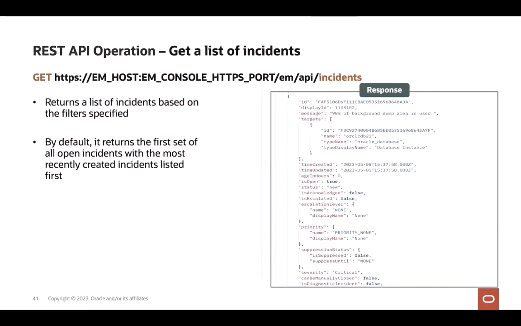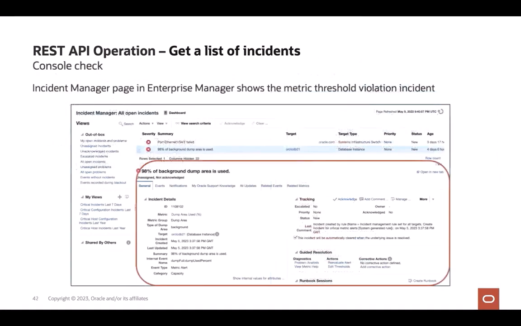Here, you can see the incident message lists that 98% of background dump area is used. It also specifies the target that was affected, the time the incident was created, if it is open and acknowledged, and more. This is also directly reflected in the UI. To access the incident, you can navigate to the Incident Manager UI, where it will have a list of all open incidents. Here is our incident selected, where you can see the same incident details as the API response that was previously displayed.